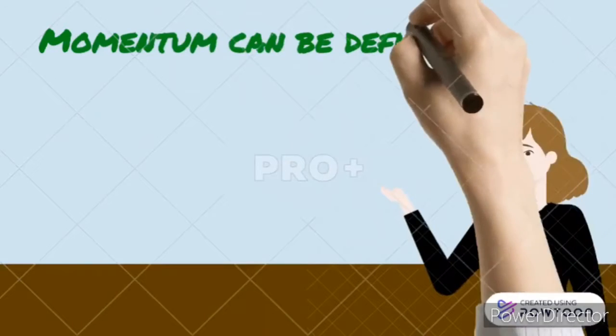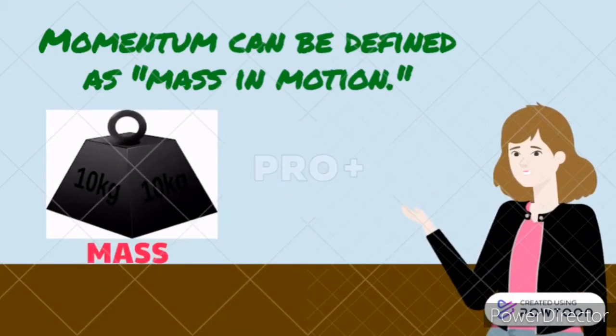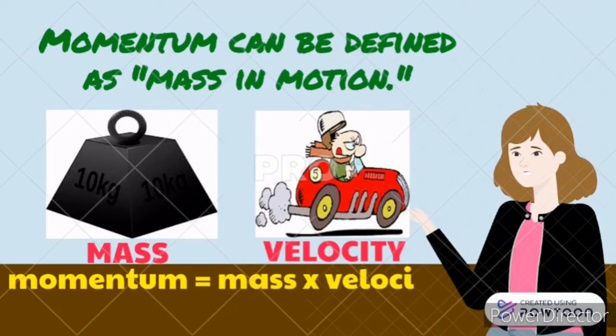Momentum can be defined as mass in motion. It has two components, the mass, or how heavy the object is, and the velocity, or how fast the object is moving. Thus, momentum is equal to mass times velocity. In formula form, P is equal to mv.